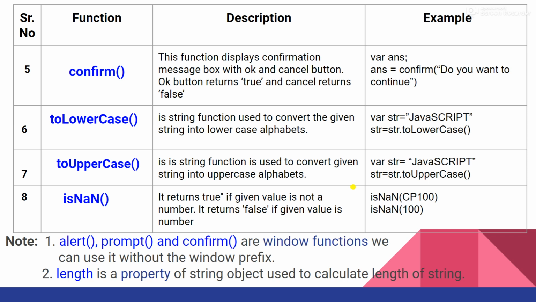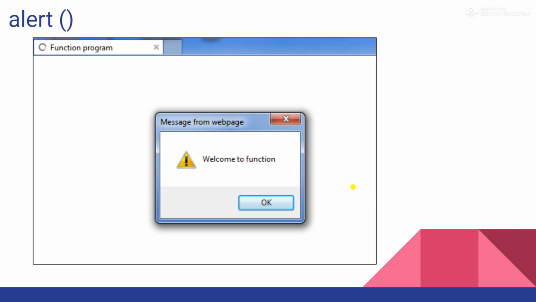Next, what is given? Length is a property of a string object which is used to calculate the length of the string. Suppose I want to calculate how many characters are there in my string. Listen, if you give any sentence, it will also count the blank spaces as characters, right? So when you have to calculate the length of a particular string, you can use the length property, right?